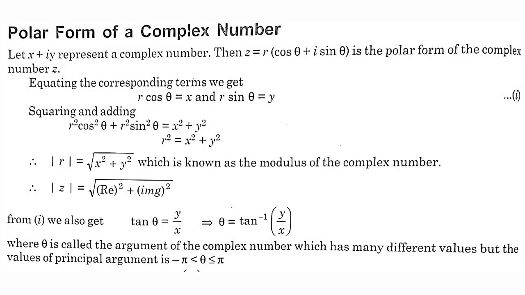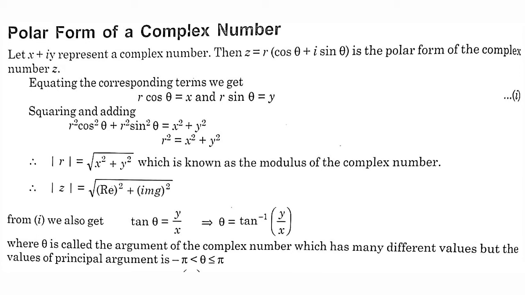Next topic is polar form of complex number. Let z is equal to x plus iy represent a complex number, then z is equal to r (cos theta plus i sin theta) is the polar form of complex number z. Equating corresponding terms, we get r cos theta is equal to x and r sin theta is equal to y.